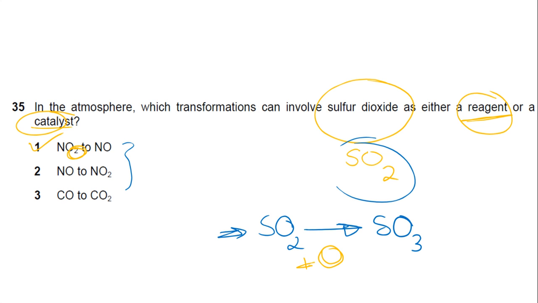So 1 is correct, but in 2 and 3, if you note, they are gaining in oxygen. And sulfur dioxide, as I said, prefers to get oxidized. It's very difficult to take away an oxygen from it. It's easier to give it an oxygen. So 2 and 3 can't happen. And if 1 is the only correct option, then D is the right answer. Okay, I hope that makes sense.